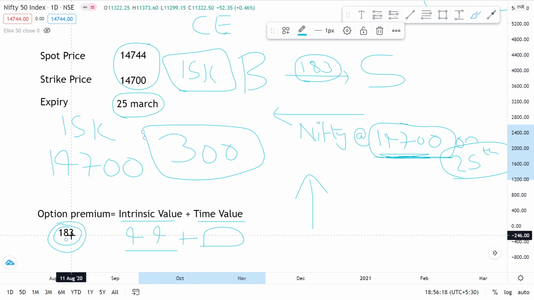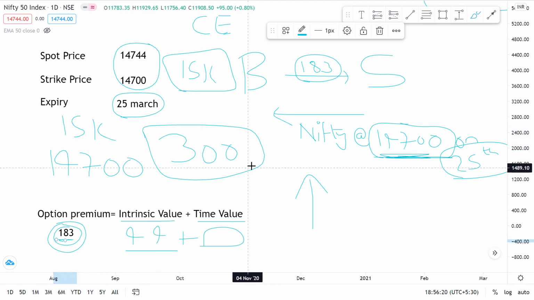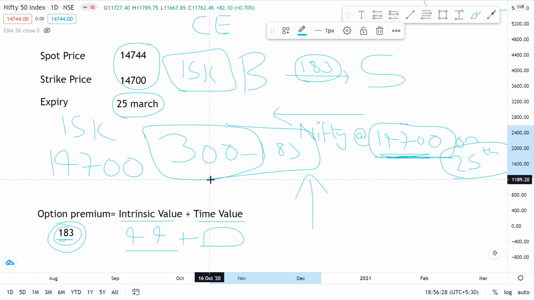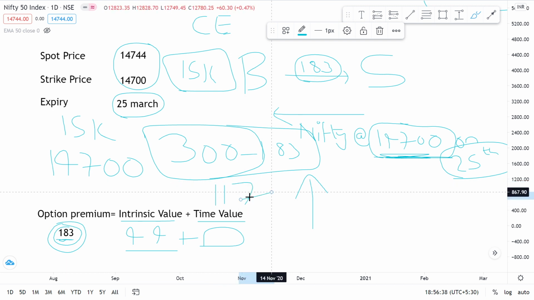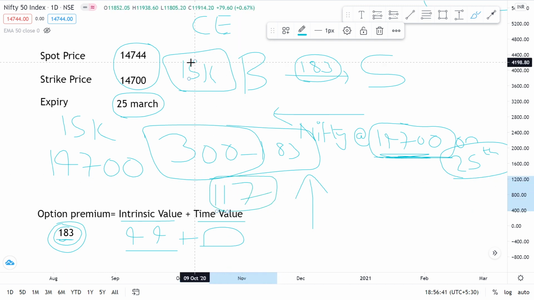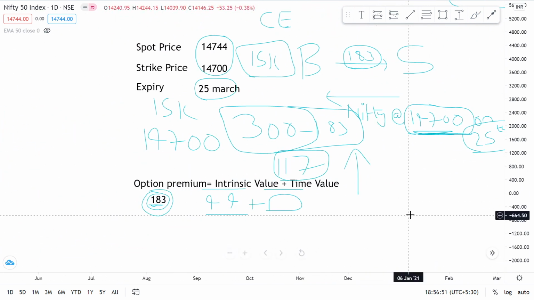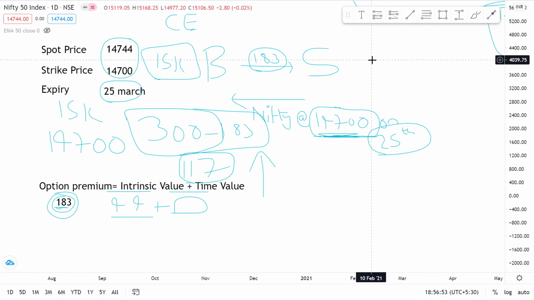But he has already paid an option premium of 183. So minus 183. So he's getting 300 and he has paid 183 before itself when he entered the contract. So this 300 minus 183 would be the net profit. That would be around 117. So this is the net profit if Nifty is at 15K on the 25th of March for the call option buyer. Now for a put option, the put option is very similar to, but it is the exact opposite.